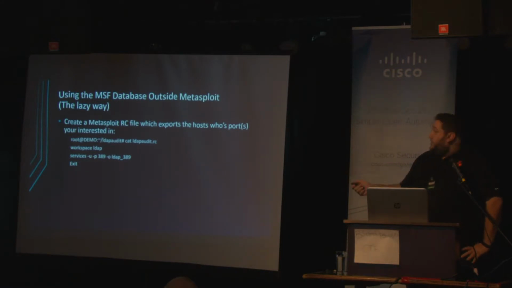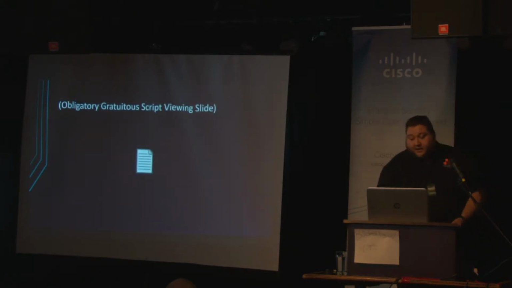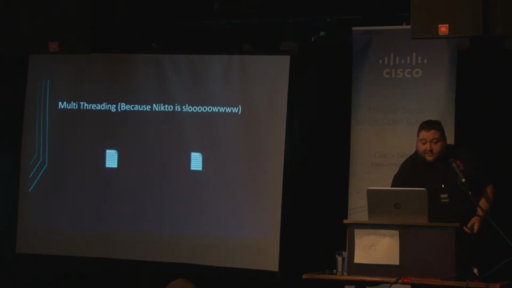So what we can do here is, here's my LDAP audit one, and it's just looking up services that are port 389 and outputting a file of every 389 host on there. And then we're going to be using that data. And here's my gratuitous script viewing slide. Let's see how that actually works.